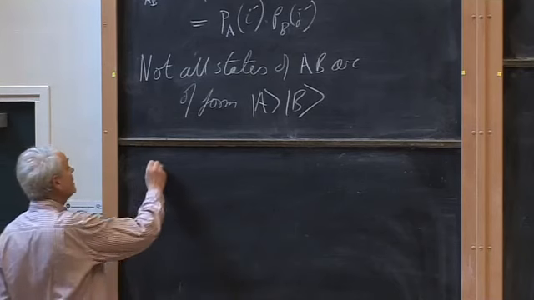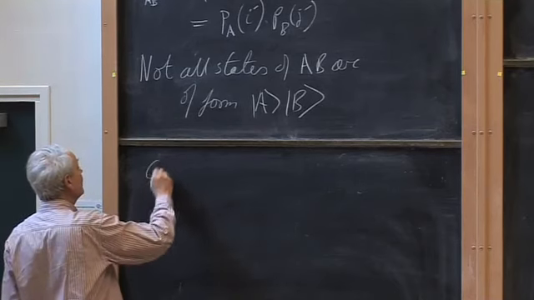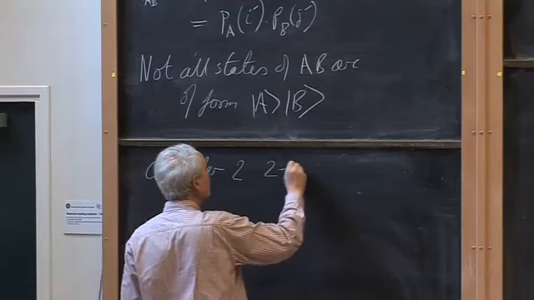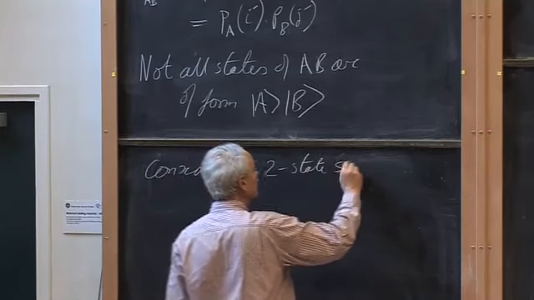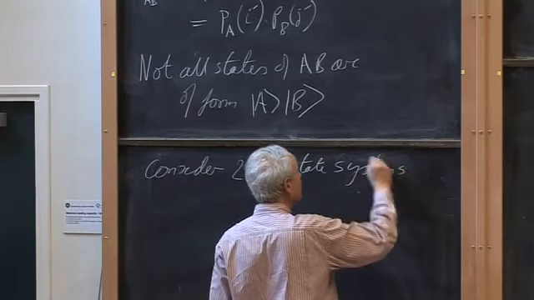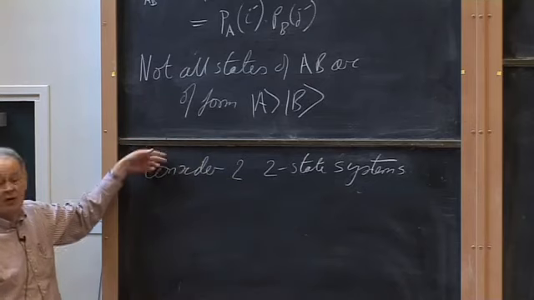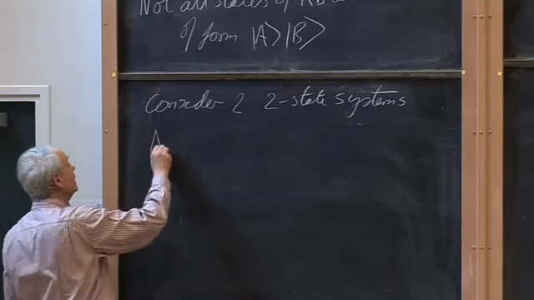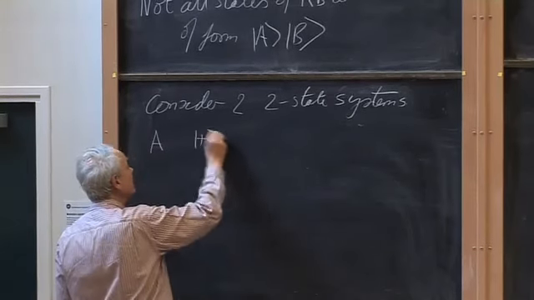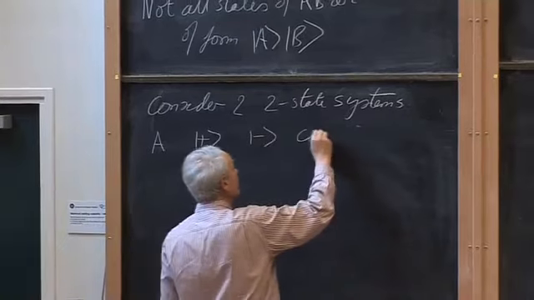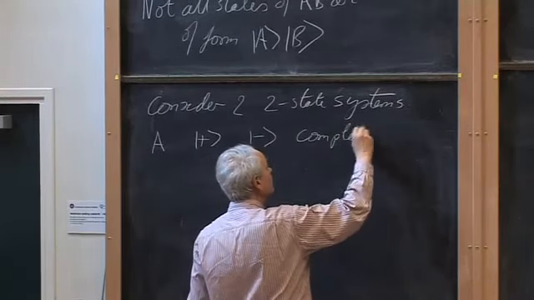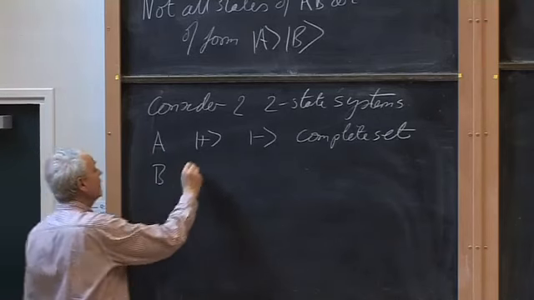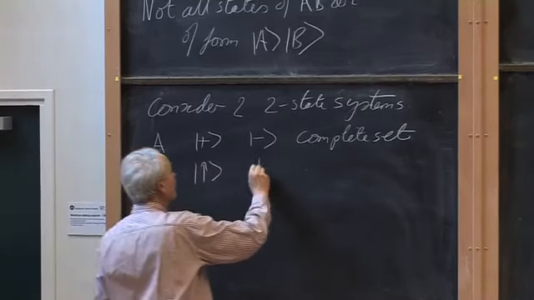Okay, so for example, consider two-state systems. We're going to do a concrete example to illustrate this general and very fundamental principle. A is going to have states plus and minus. These are a complete set. So we're considering the simplest non-trivial example. And B is going to have the states up and down.